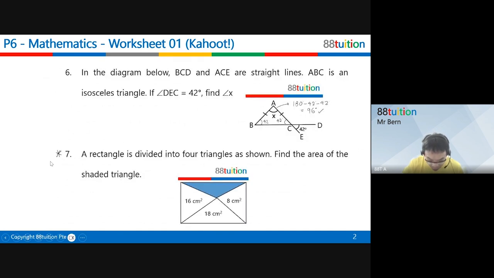Can you all please try question number 7 again? Because this question comes out in the Kahoot. This is not easy. Are we going to have Kahoot later? Yes, if we have time. I think we can. But can we just focus on question 7 first? Find the area of the shaded triangle. This was from last week, worksheet 1 Kahoot.